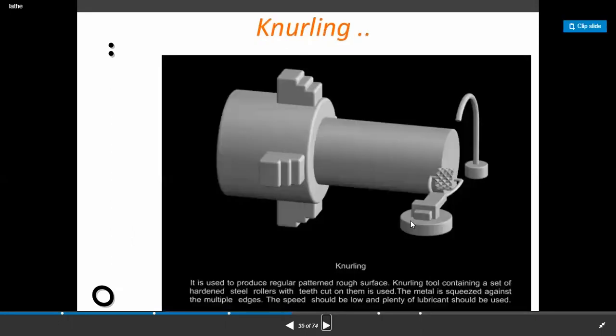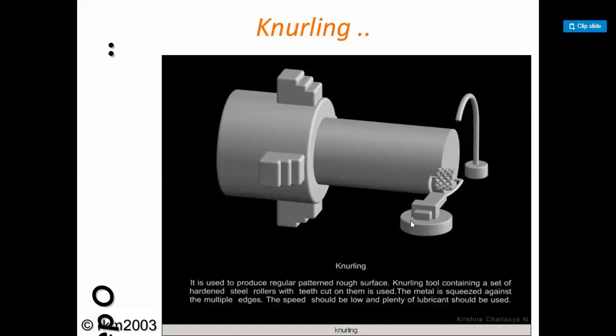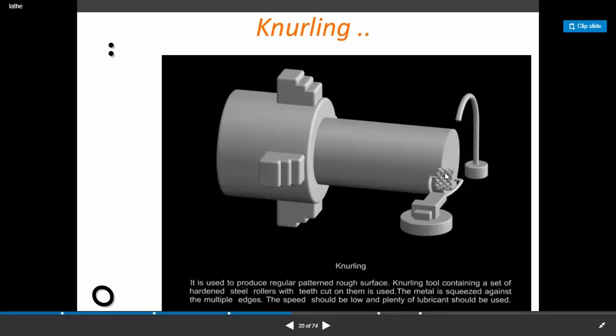So this is the knurling. Then other side that pipe is for your cutting oil coolant. So knurling tool is to be pressed on your rotating workpiece for producing that diamond shaped knurling as per your requirement.